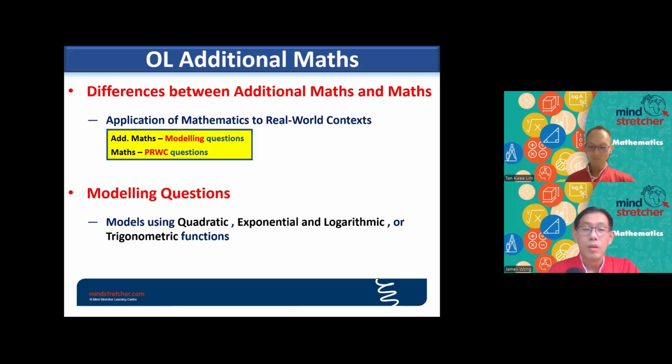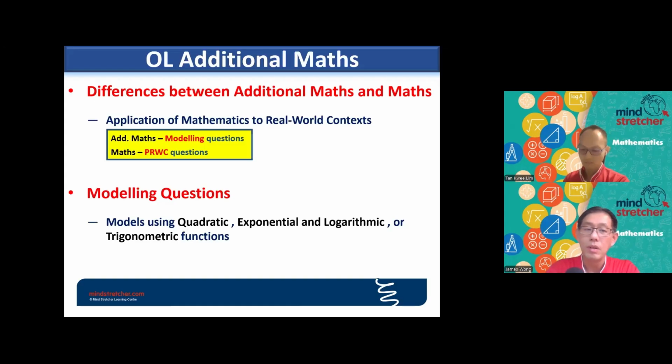Now, just now we mentioned some of the AO3 type questions, the more demanding type. In the case of the mathematics paper, those are PRWC questions. So basically, what we're saying is that in both additional math and mathematics, there will be questions that require application in a real world context. Just that the way they do it is slightly different.